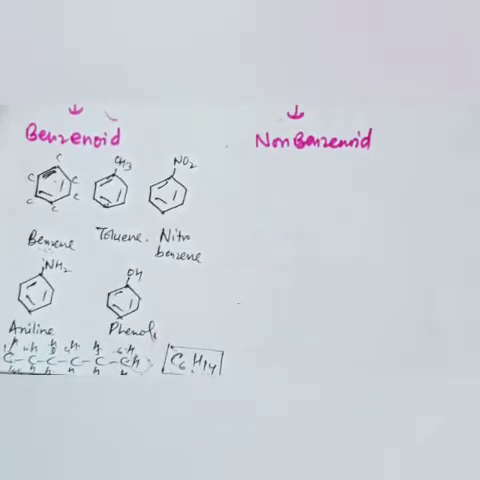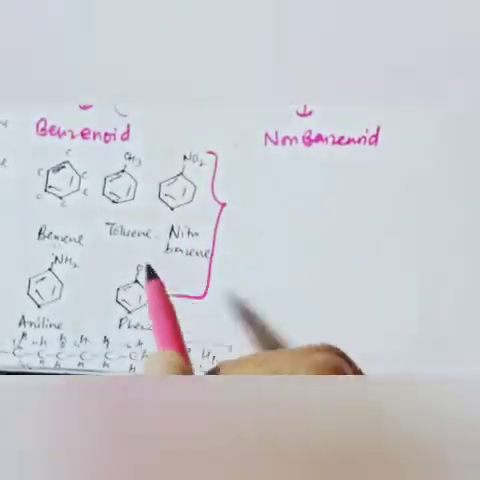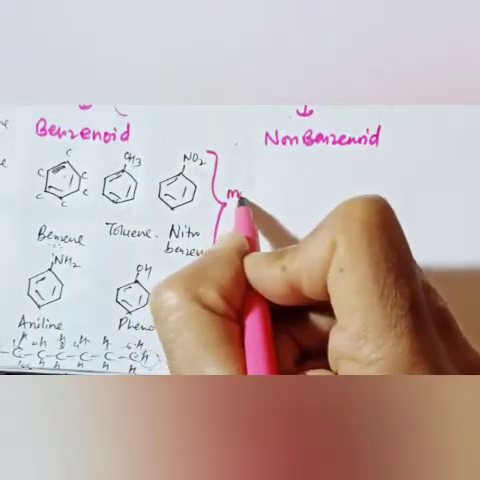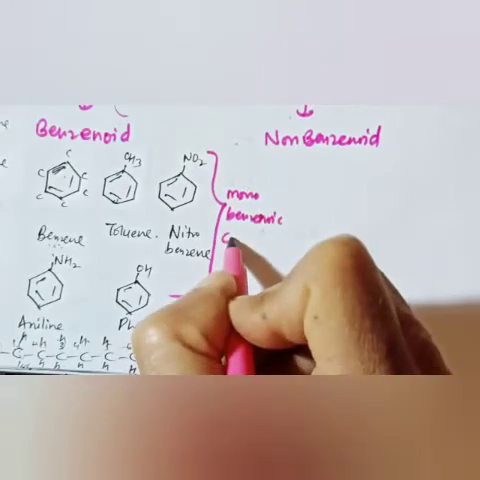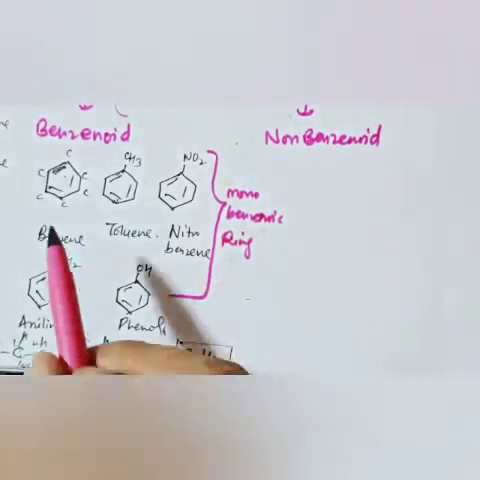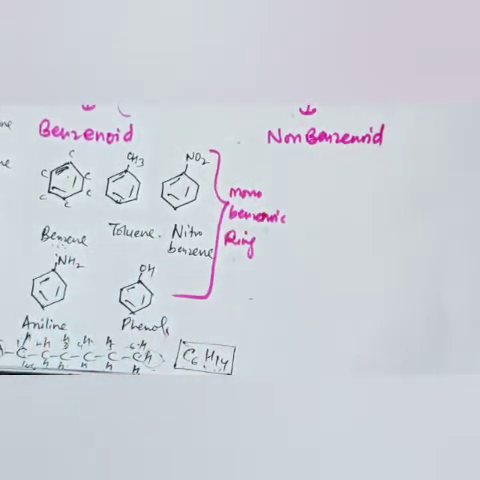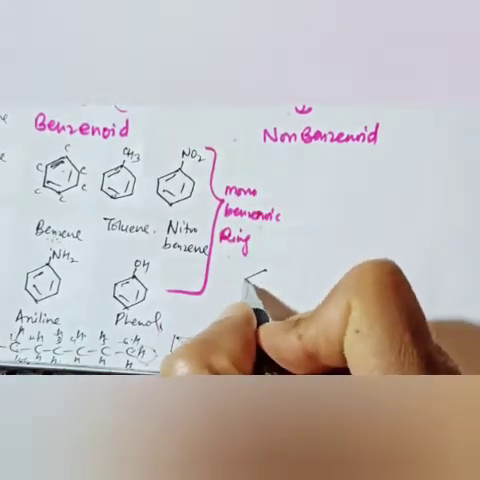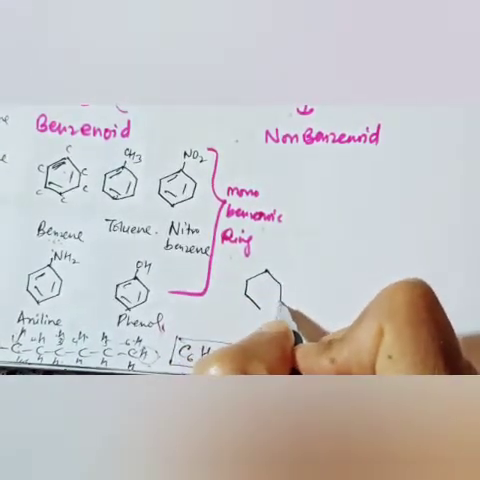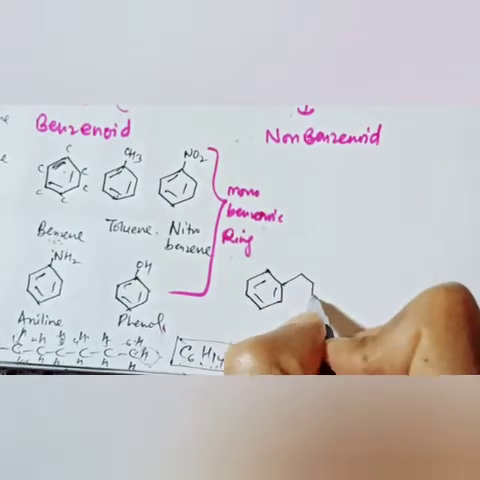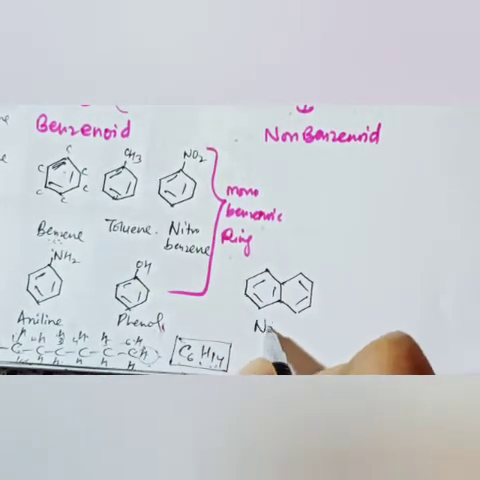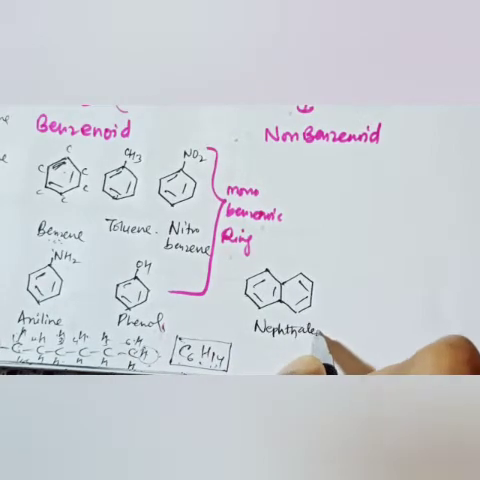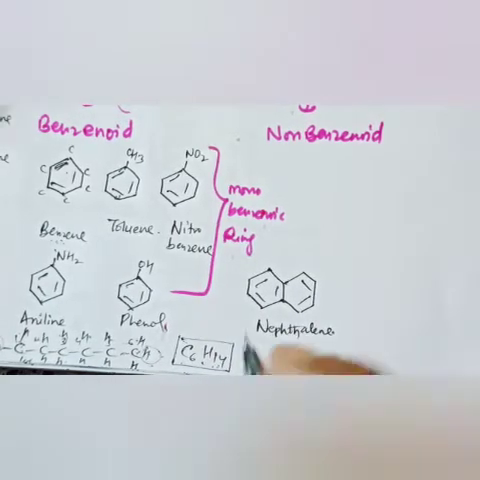Now most important, these all compounds are monocyclic, mono benzenoid rings, meaning rings formed from a single benzene. There are some compounds which are formed by double benzene also, like 2 benzene or 3 benzene, like this is one compound. The name of this is naphthalene, dear student. Naphthalene. You have heard this name so many times.